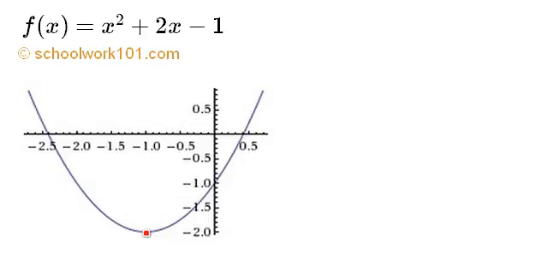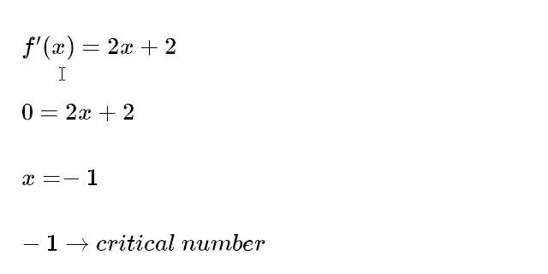Well, let's look at the math. So we've taken the derivative and we get 2x plus 2, and then we set it equal to 0 and solve for x, and we do get x equals -1. Therefore -1 is our critical number.